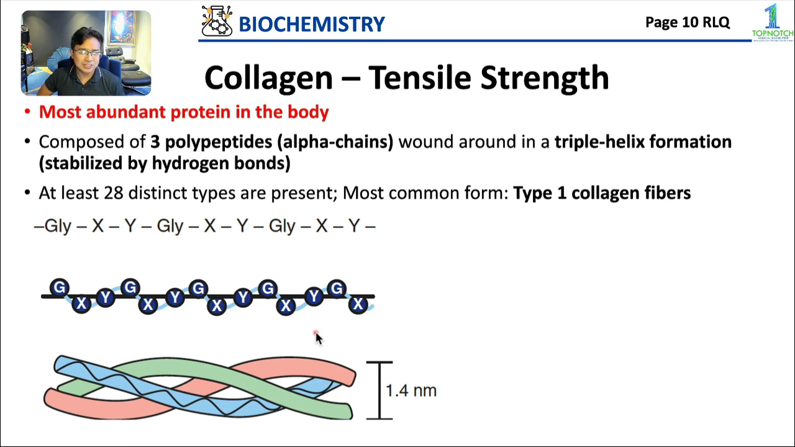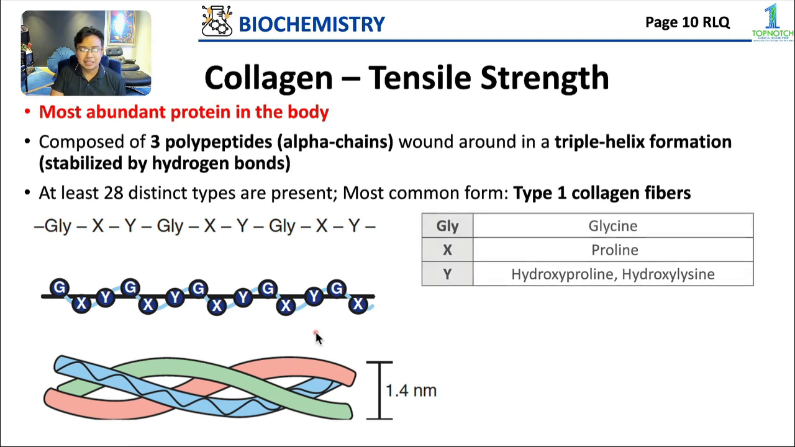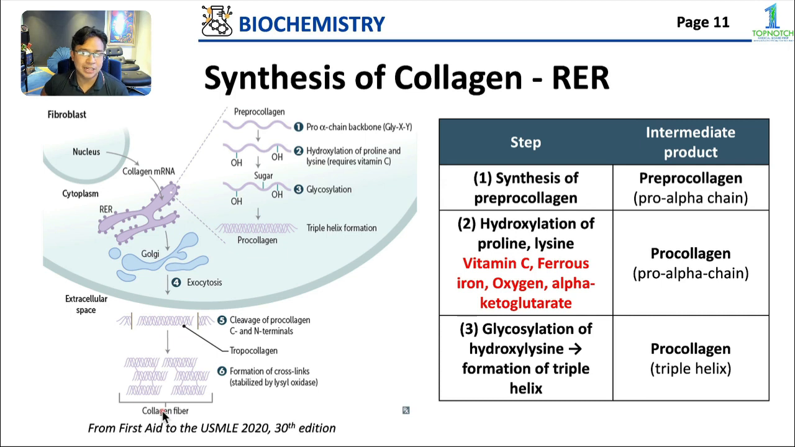Now, collagen fibers have a sequence very unique to it. Glycine, proline, and hydroxyproline and hydroxylysine at the Y position. So, GXY position siya parati. So, take note of this concept. Now, collagen can be synthesized in 2 compartments of the body. One at the level of the rough endoplasmic reticulum, while the rest will be done at the extracellular fluid. Okay? So, doon siya nangyayari. The first step is the formation of your pre-pro-collagen. Okay?